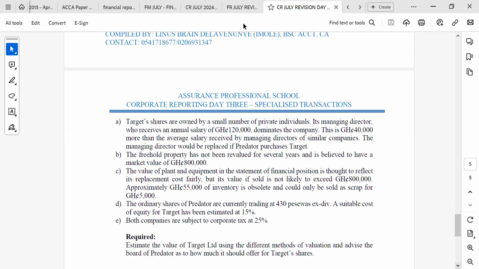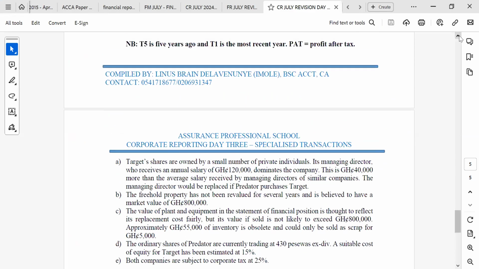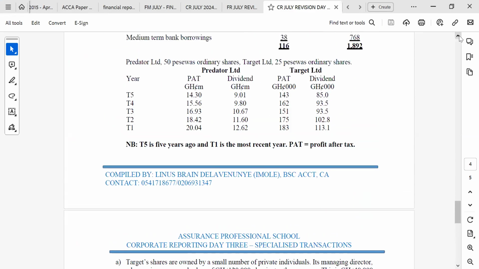So you can also use the price earning ratio. You can use either the average or the current value. We have so many options. So the price earning ratio. What is the current year profit? We have to take the current year profit. They say T5 is 5 years ago, and T1 is the most recent year. PAT is profit after tax.